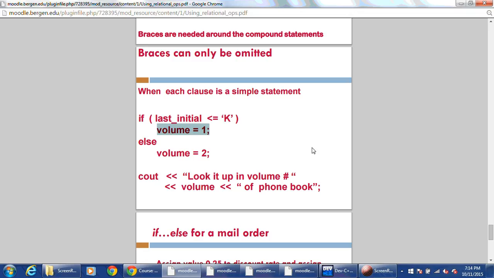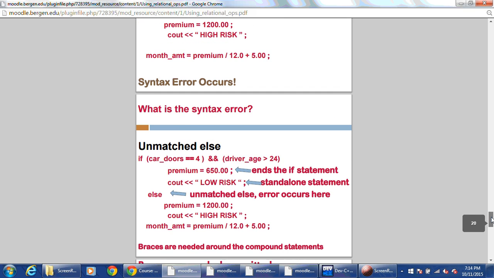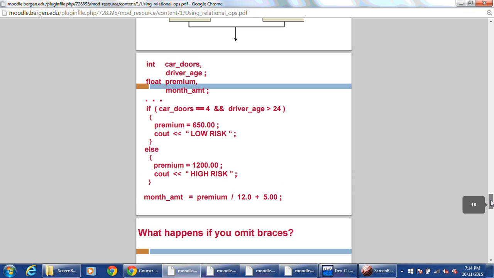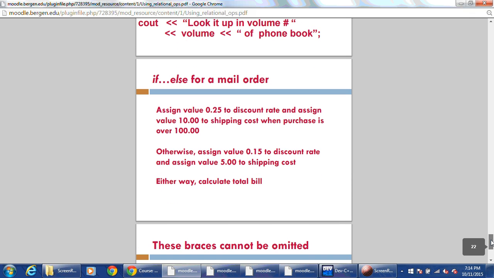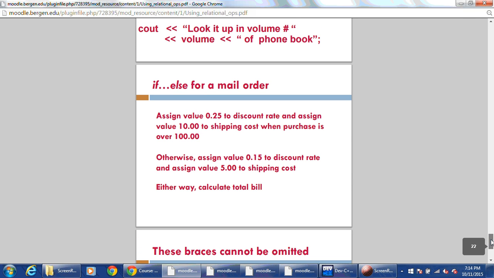But if you have two or more statements, compound statements, then you must put the braces as you see here. If this, then do that. You have two statements here, so open and close the braces. So next time you're writing your if and else, make sure you have your braces lined up, because they may cause you a syntax error. Now take a look at this problem. Assign the value 0.25 to discount rate and assign the value 10 to shipping cost when purchase is over $100.